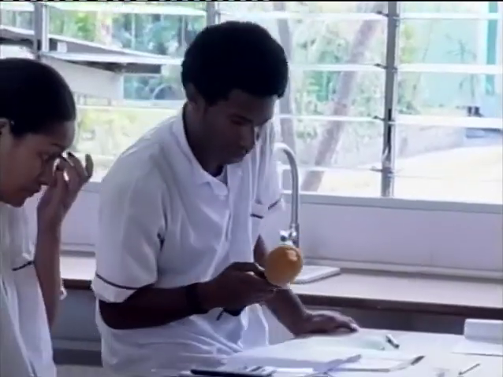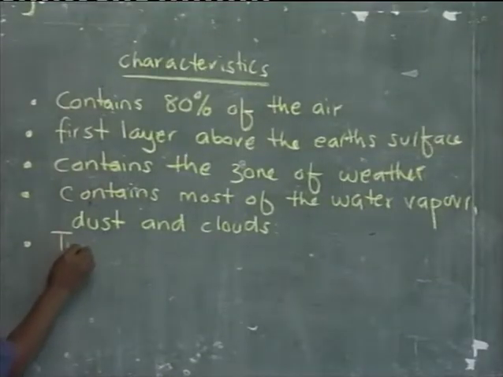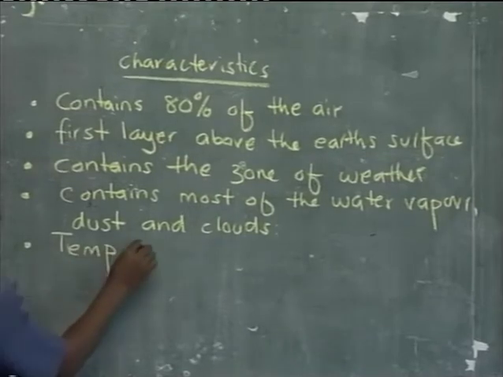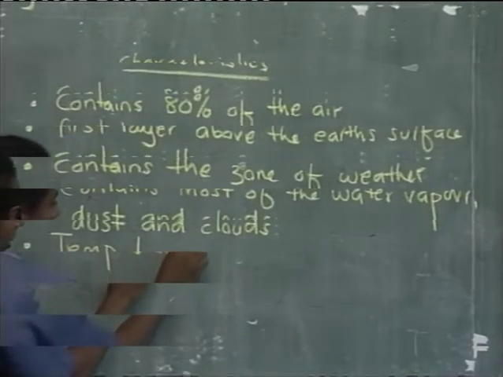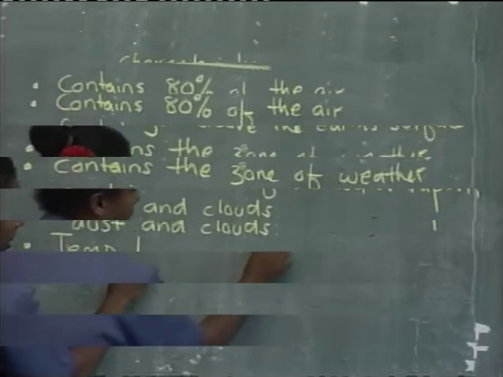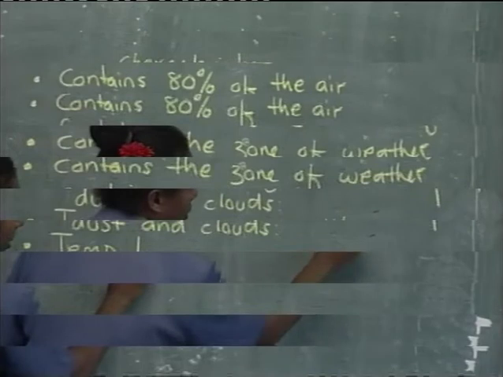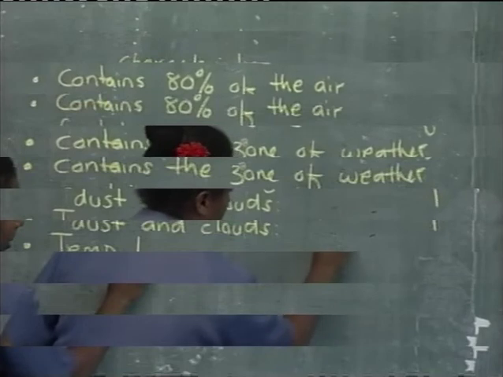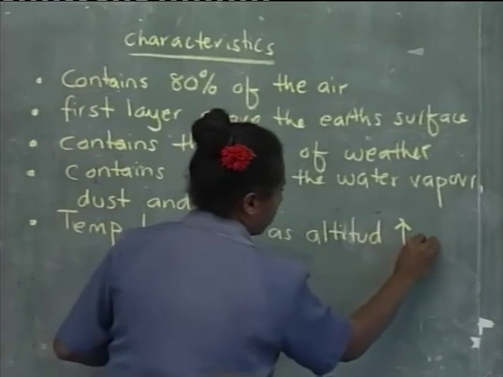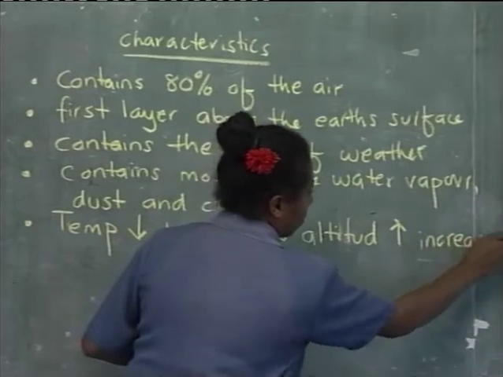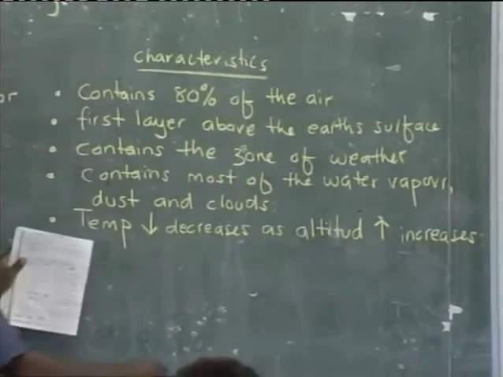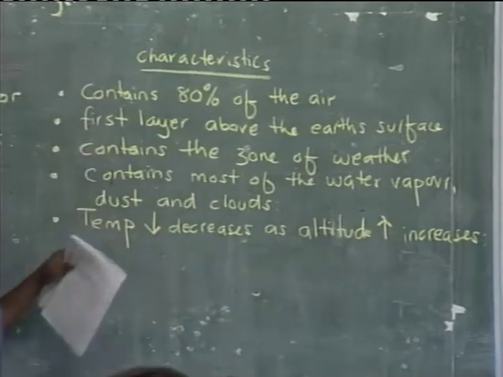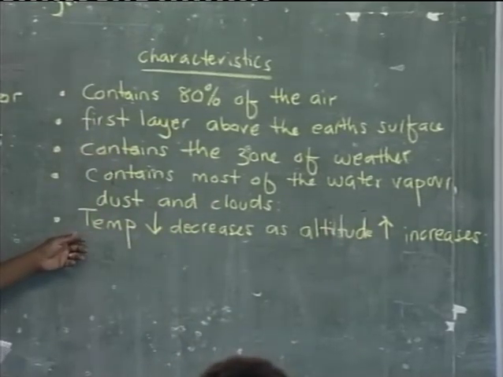The higher the altitude increases, the temperature decreases. Okay, very good. We're looking at temperature now and altitude. So we can say temperature decreases as altitude increases. Okay, so the higher up we go, the temperatures tend to decrease. And that is within the troposphere.